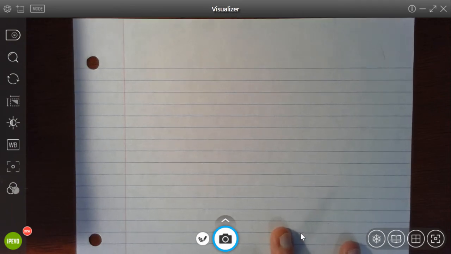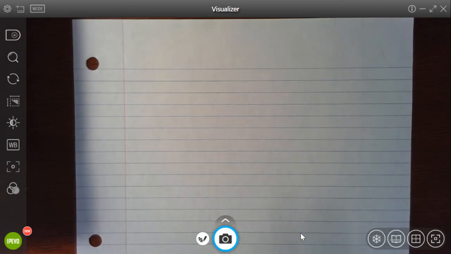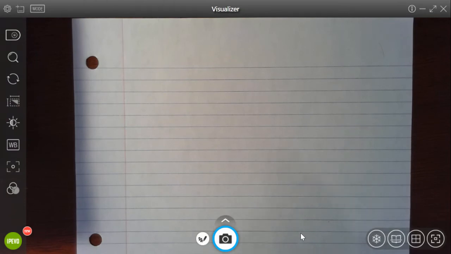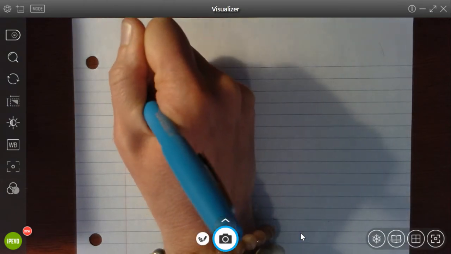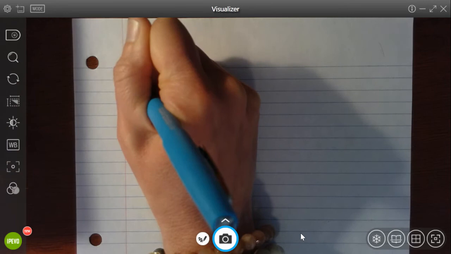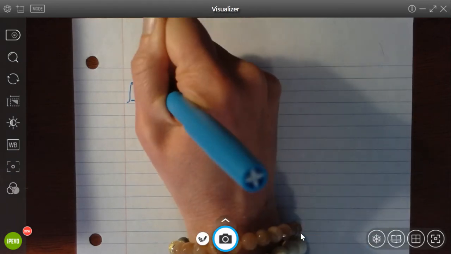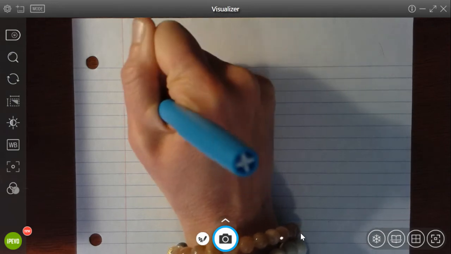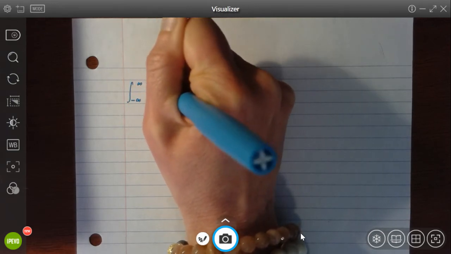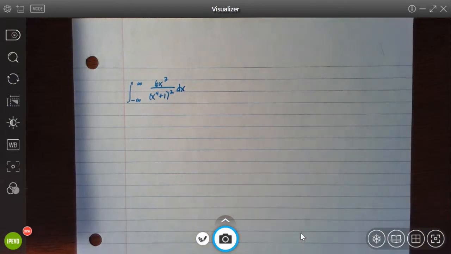Today we're going to look at two more examples of some improper integrals. The first example is one where both of our limits approach some type of infinity. For example, I have the integral from negative infinity to infinity of 6x cubed over the quantity x to the fourth plus 1, squared, dx.